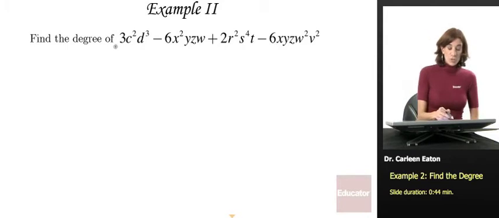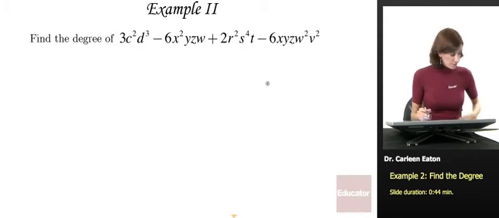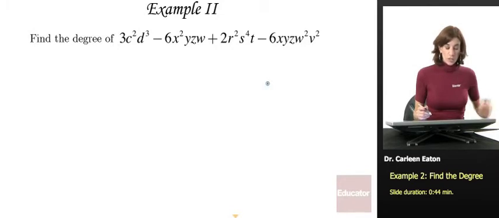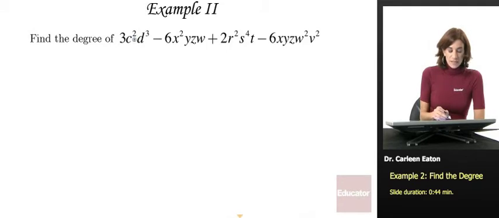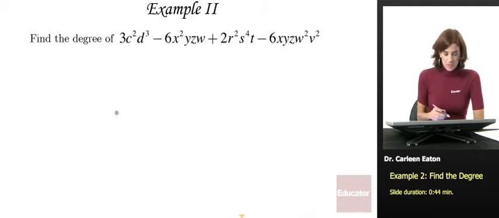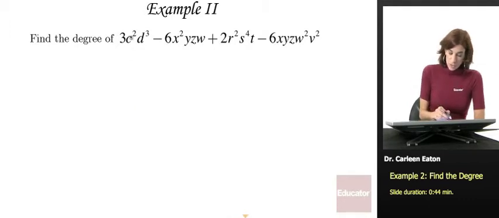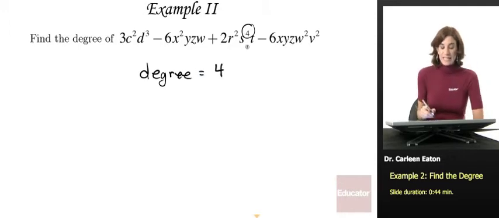Next, I'm asked to find the degree of this polynomial. Remember that the rule for finding the degree of a polynomial is to find the largest exponent for one of the variables. So what is the largest degree of one of the variables? So I look through and I'm checking all my exponents, and I see that the largest one I have here is s to the 4th. Therefore, the degree for this polynomial is 4. Because s to the 4th, that's my variable with the largest exponent.